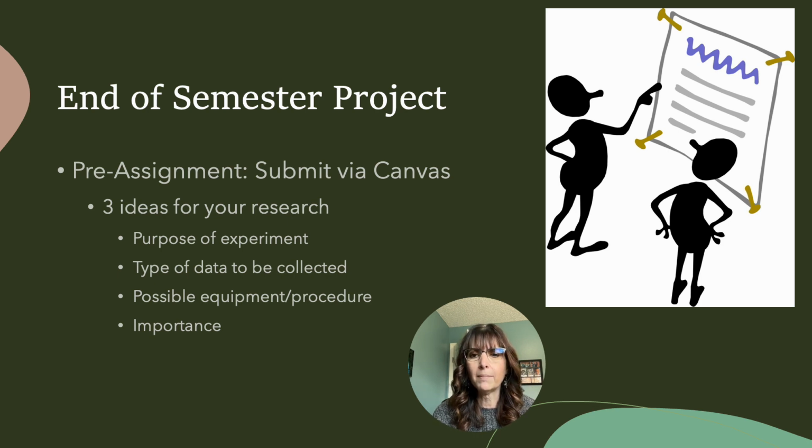So to start you thinking about this big project, go back through previous labs for ideas, or just think about something that is interesting or important to you. On Canvas, submit 3 possible research ideas. No, you're not locked into these. For each research idea, what would be the purpose of your experiment? What kind of data would you collect? What kind of equipment or procedures would you need to employ? And ultimately, what would be important about this research? Why is it applicable to society?